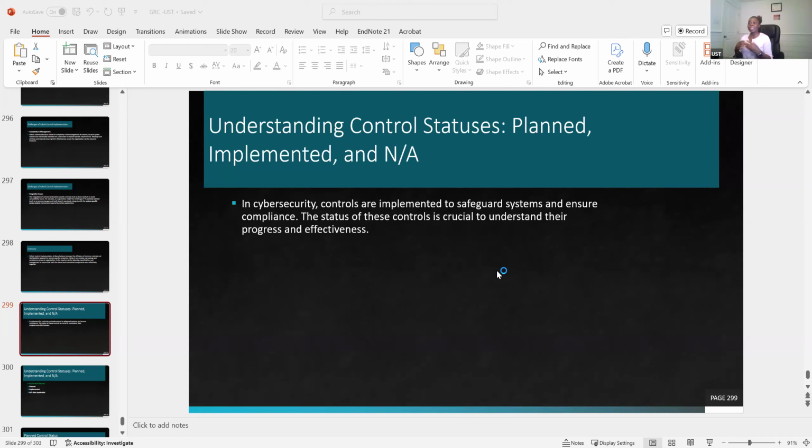And that's why this slide says that in cybersecurity, controls are implemented to safeguard systems and ensure compliance, right? I've always said that controls are proactive measures put in place to protect organization assets. And from our previous videos, you cannot achieve compliance without implementing security controls, right? Without managing your risks. So for you to be able to achieve compliance, you need to make sure that your system is functional, and that those controls are designed and working as they're supposed to work. The status of these controls is crucial to understand their progress and effectiveness, very important.